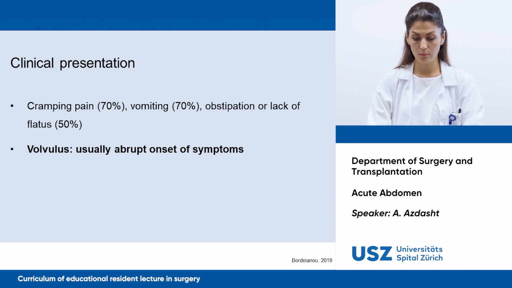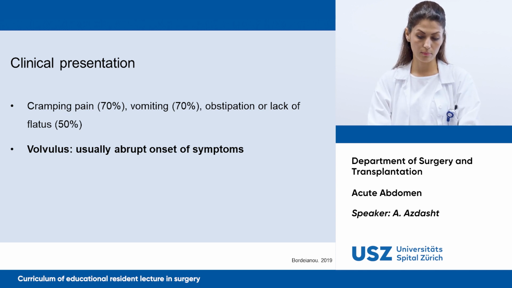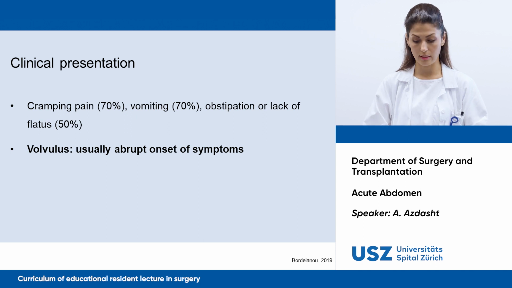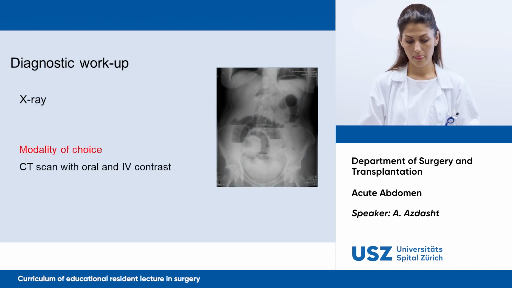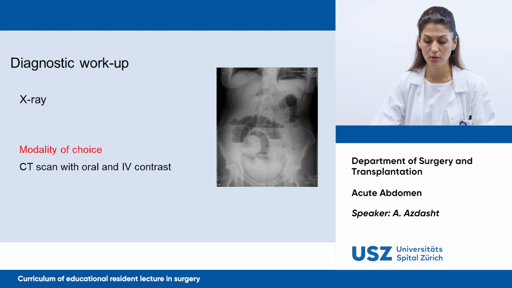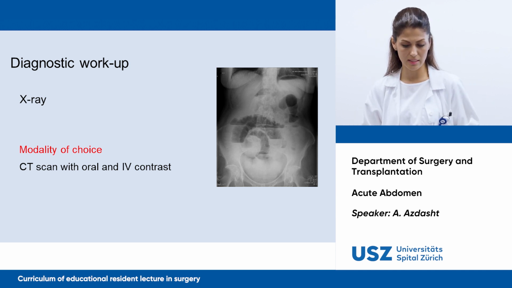Most patients with small bowel obstructions will present acutely with abdominal pain, nausea, vomiting, obstipation, or even lack of flatus. And patients with a volvulus usually speak of a very abrupt onset of symptoms. As mentioned already, the value of a plain X-ray is limited.